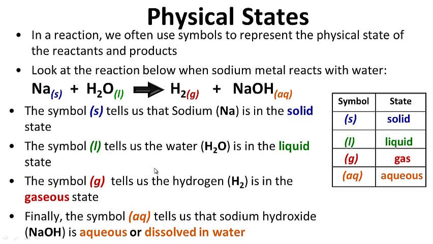And the last one here, perhaps the most important, the symbol AQ tells us that sodium hydroxide is aqueous or dissolved in water. Okay, so aqueous just means it's like sugar or salt dissolved in water. Okay, so sodium hydroxide is dissolved in water.